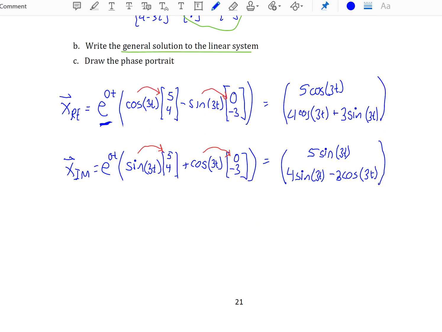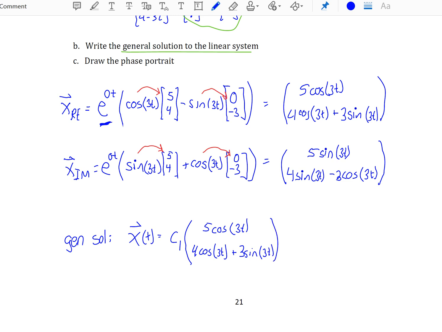Now remember, our general solution has to be a linear combination of these two solutions. So our general solution, x of t, is going to be c1 times our first vector plus c2 times our second vector. And this is what our general solution looks like.